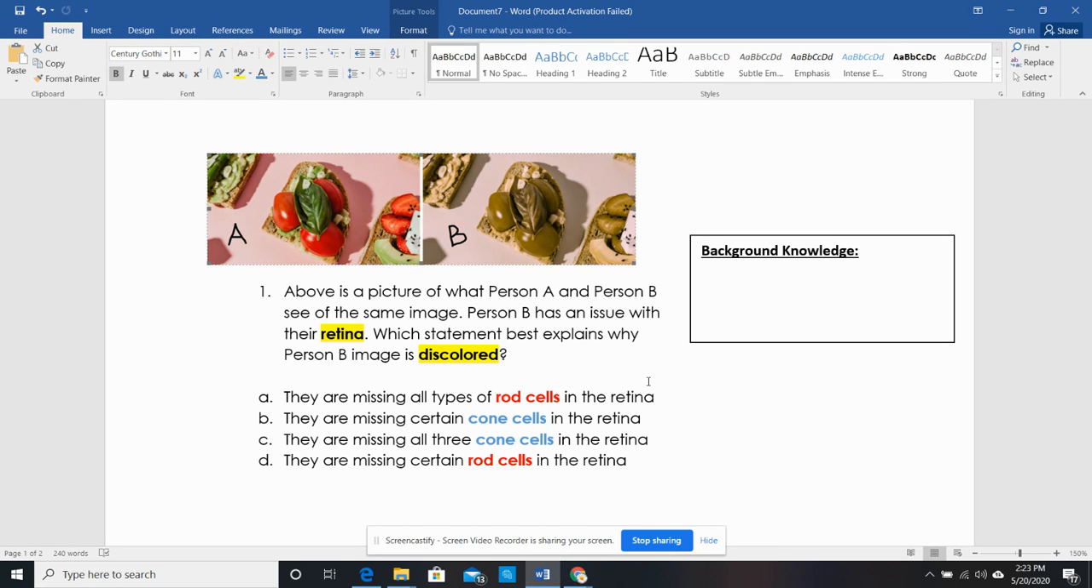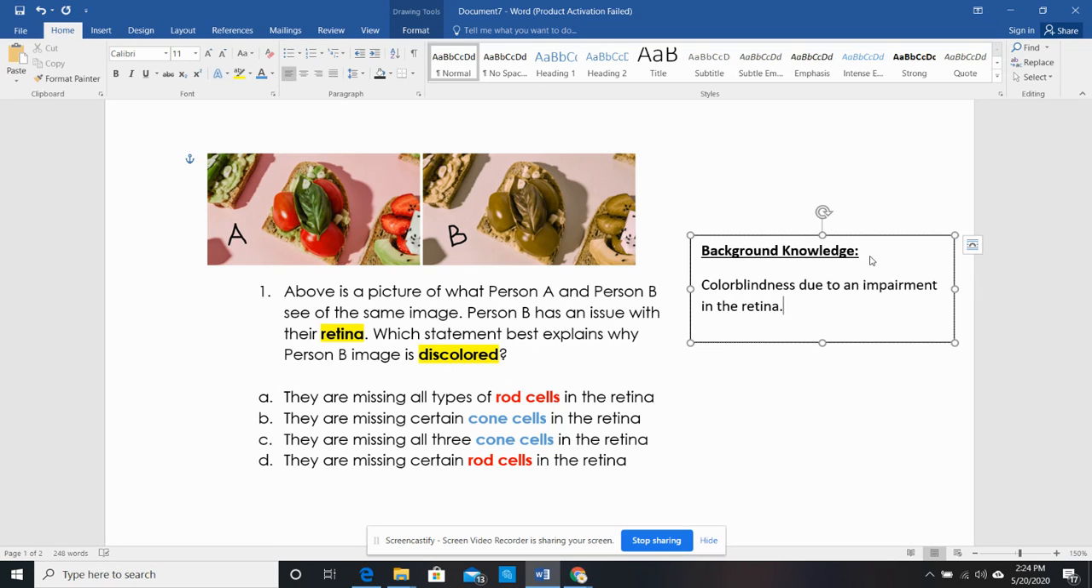So there's two keywords that I've highlighted in this, the word retina and the word discolored. I want you to think about for a minute, what background knowledge do I have about those keywords? Well, one thing is I know discolored. I know that when an image is discolored, this is known as color blindness. And that's actually due to an impairment in the retina. So I'm going to write that for my background knowledge.